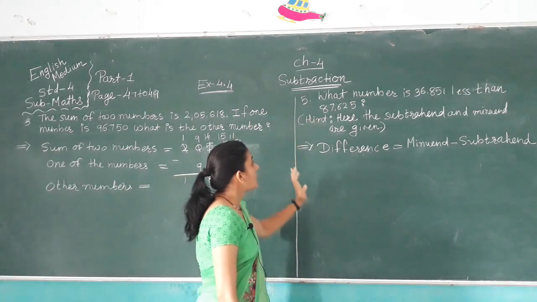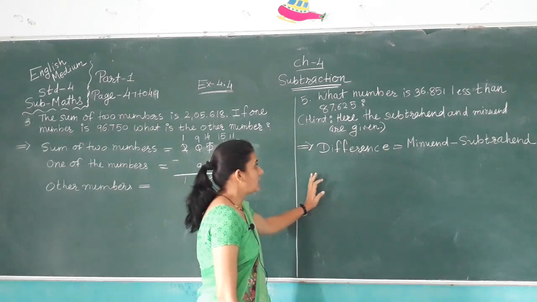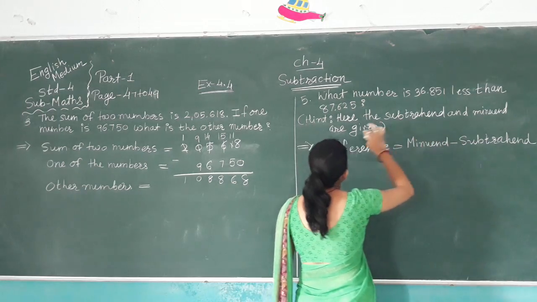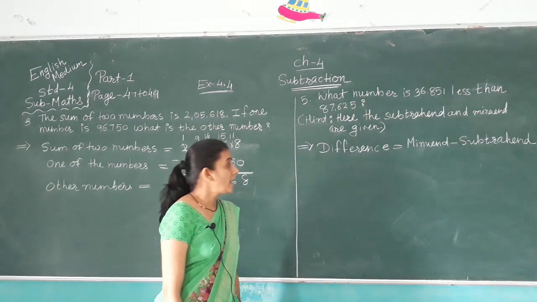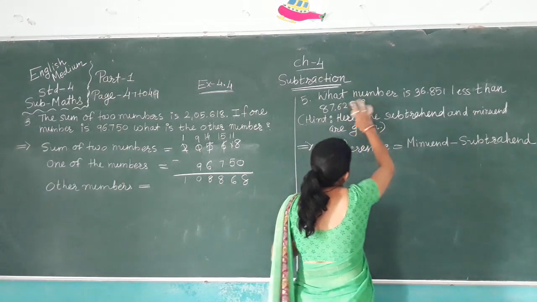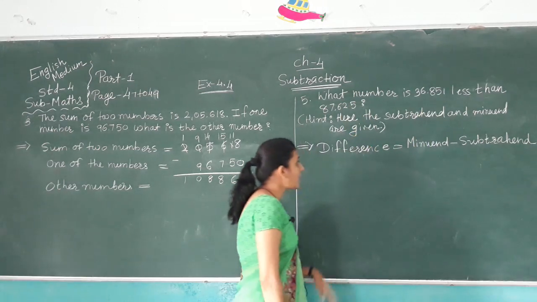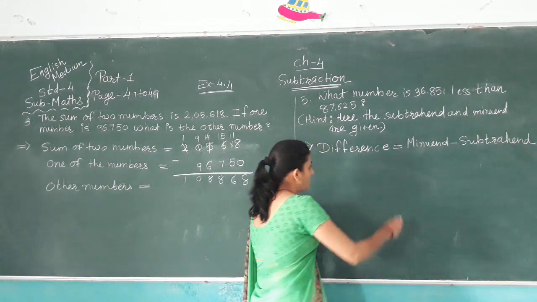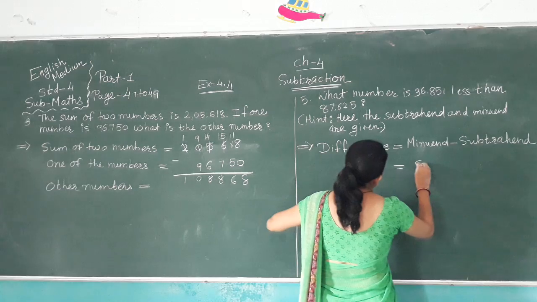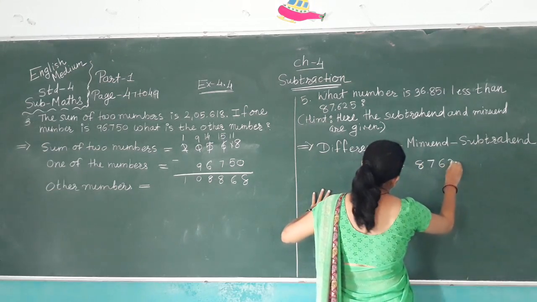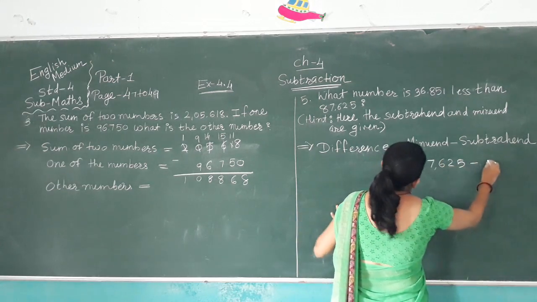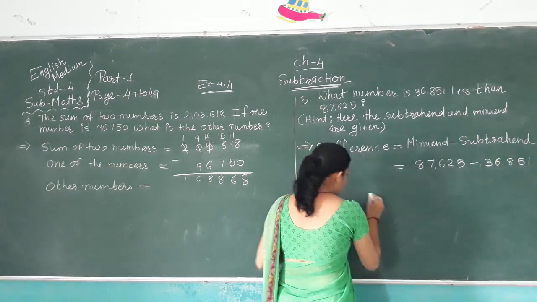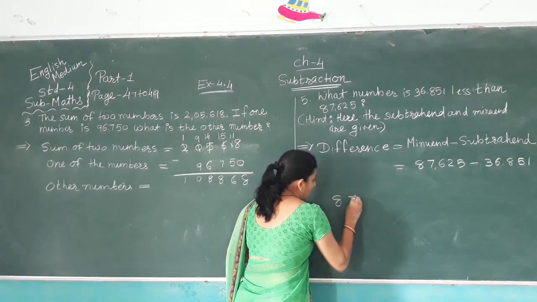Now next one. What number is 36,851 less than 87,625? Hint. Here the subtrahend and minuend are given. This one is the minuend and this one is the subtrahend. We find the difference. So difference is equal to minuend minus subtrahend. The minuend is 87,625 minus 36,851. Now subtract both numbers.